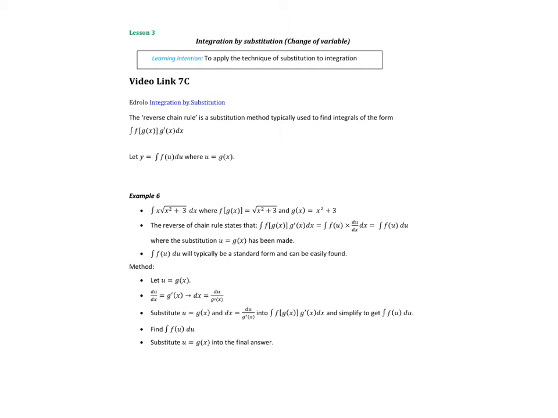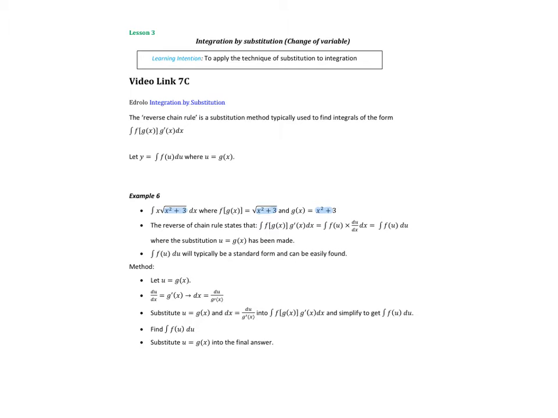So integration by substitution I alluded to in the previous examples. It's the closest we get to a chain rule, really, in terms of anti-differentiation. And what we do is we substitute out a complicated expression, much like the chain rule, and we do some differentiation and change the variables around.